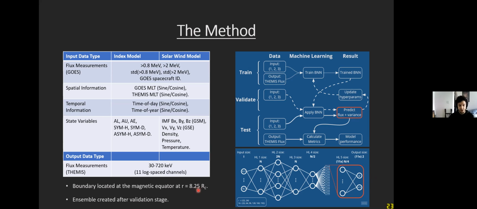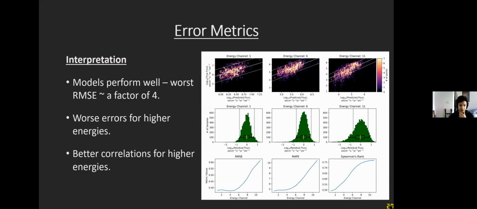And all of this is trying to predict the flux that Themis measures at about 8.25 RE, which we found in a previous study to be roughly the quiet time location of the outer boundary. And generally, we find that the model does pretty well. In terms of radiation belt stuff, it's worth considering that we're in a very dynamic system.